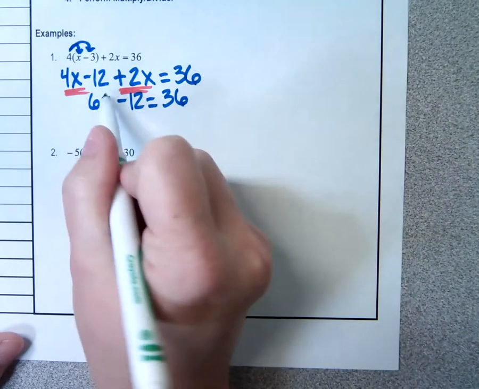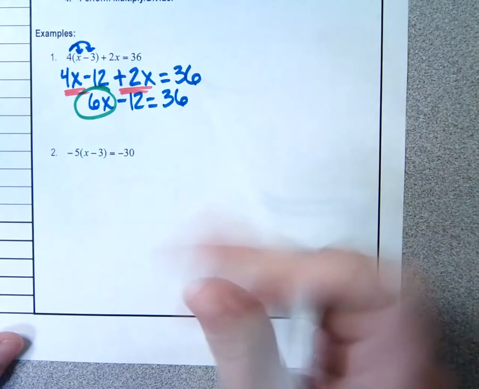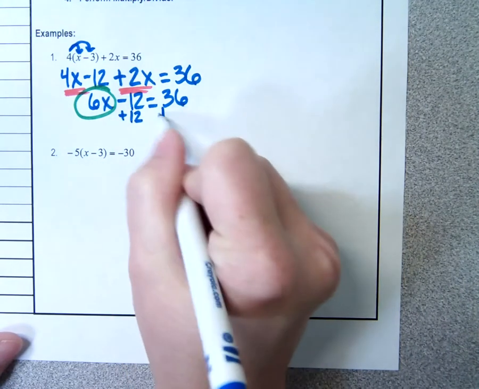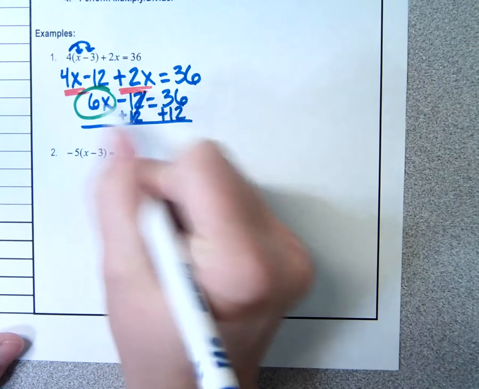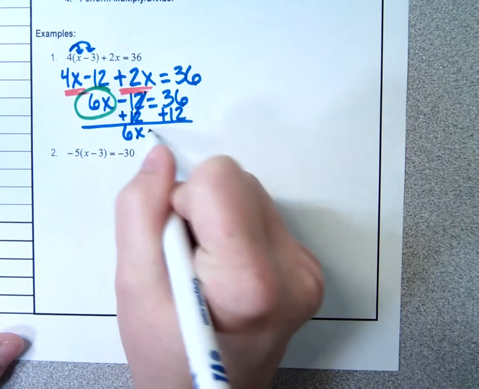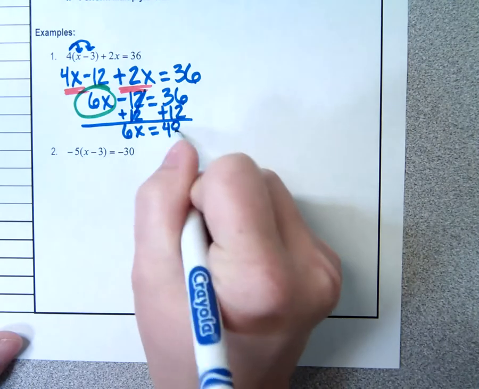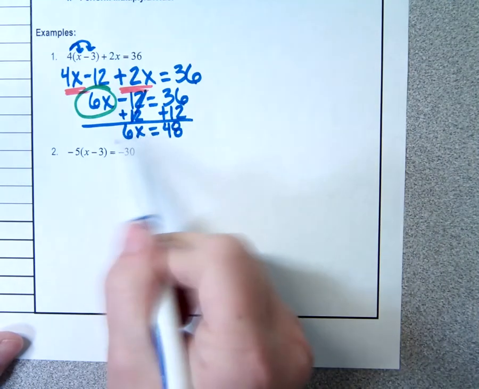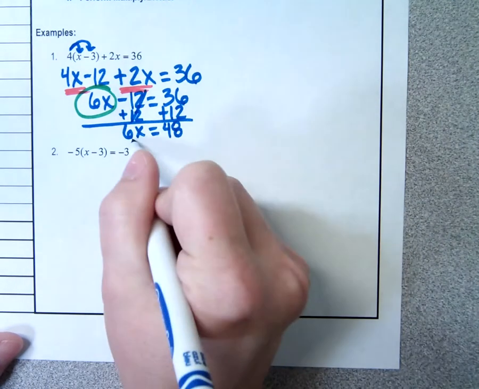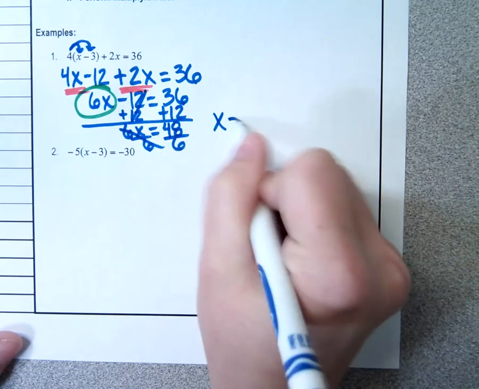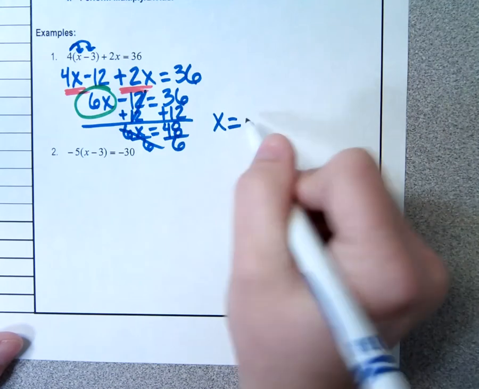Okay, since I only have one x to solve for, let me circle everything smushed with it. Whatever's outside the circle, we add or subtract. So I get rid of my minus 12 by adding it. The 6x I drop, the equals I drop. 36 plus 12 makes 48. And then how do I undo multiplication? I divide, so I divide both sides by 6. And 48 divided by 6 makes 8.